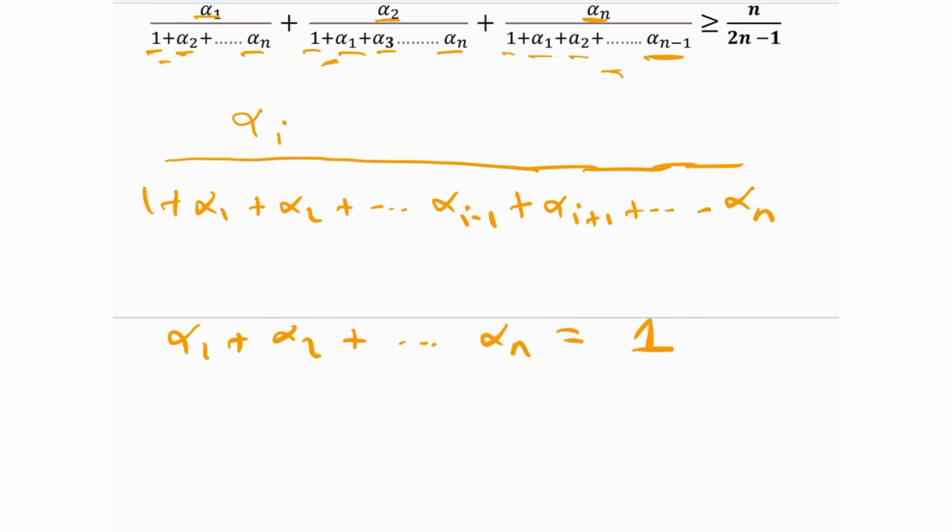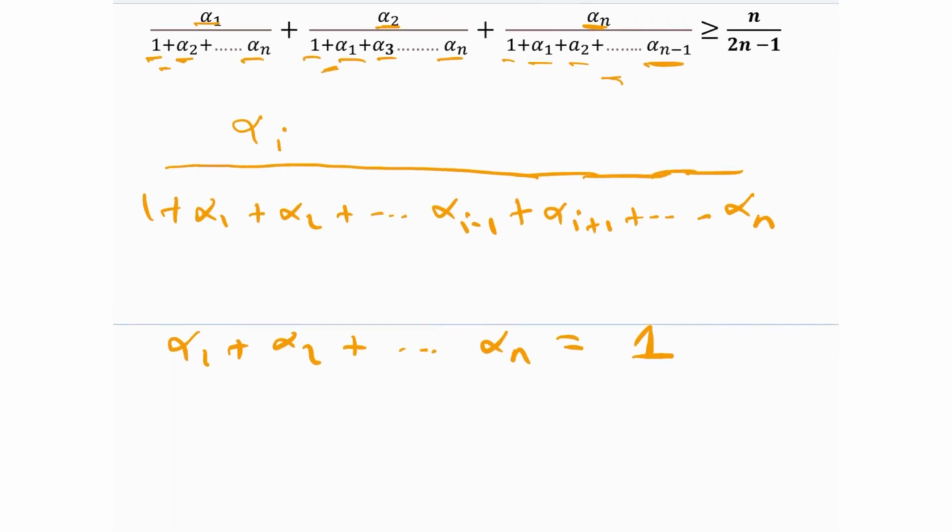This is the condition given to us in the question, and this condition is not some weird looking condition that might be used. It's actually very, very helpful, and it is used in the first step itself, because if you notice over here, alpha 2 plus alpha 3 plus, just sum all the way up to alpha n, is 1 minus alpha 1. And what I can do over here is replace this alpha 2 all the way up to alpha n with 1 minus alpha 1. So I'll get alpha 1 divided by 1 plus 1 minus alpha 1. Similarly, over here I'll get alpha 2 divided by 1 plus 1 minus alpha 2.